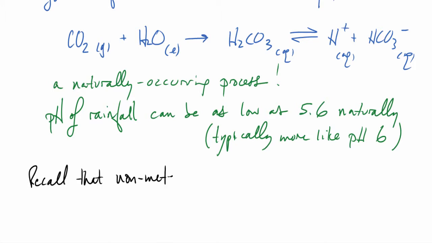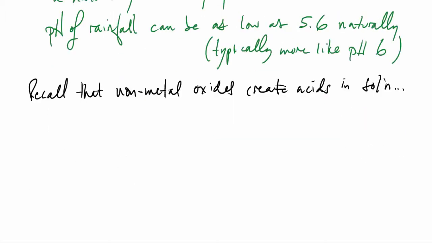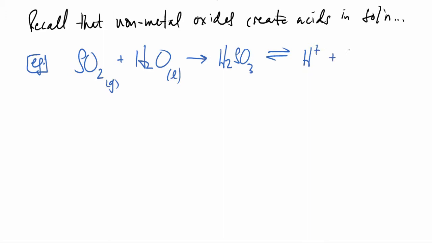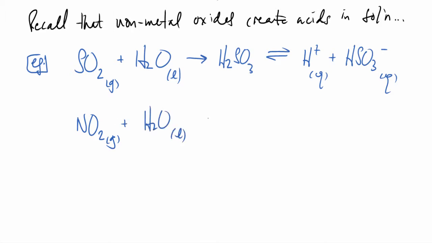You might recall that nonmetal oxides create acids in solution, and a couple of the ones that spring to mind and are germane to our conversation about acid rain are these two here: sulfur dioxide, which when you add it to water here forms sulfurous acid, the weak acid, and the bisulfite ion, and also nitrogen dioxide here, which when you add it to water forms nitric acid and nitrous acid.